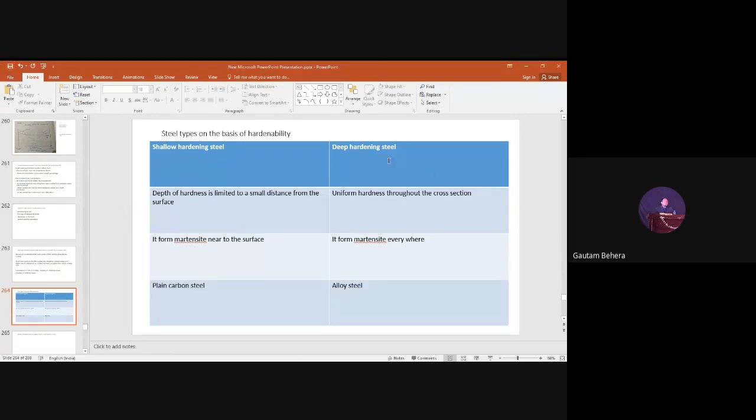That means if you have a deep hardenable steel, it will become hardened everywhere, because martensite is forming everywhere. If you measure the hardness from the surface to the center, it will be nearly uniform. But in the case of shallow hardenable steel, the hardness will be maximum at the surface but minimum at the core or center.